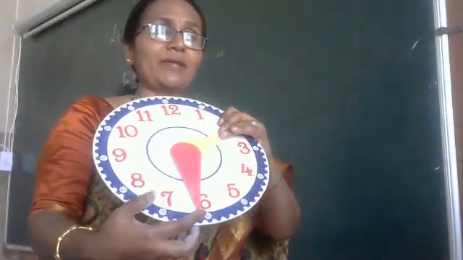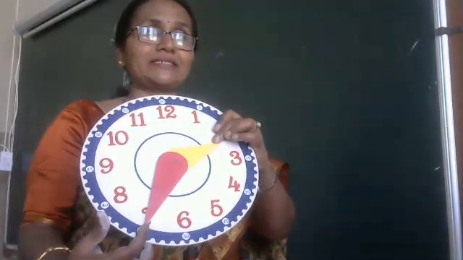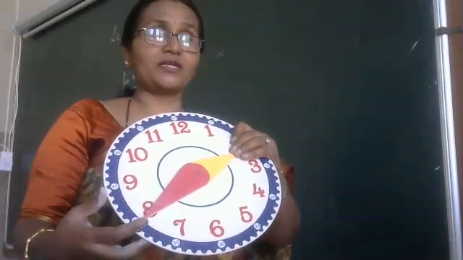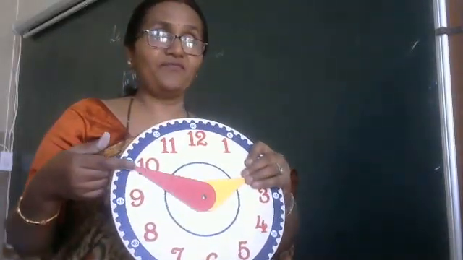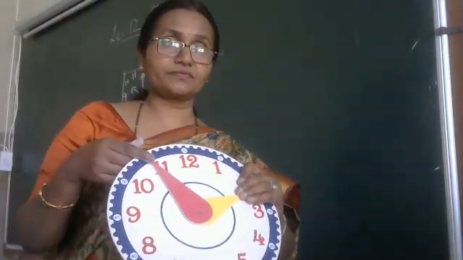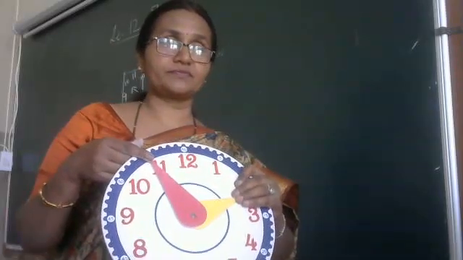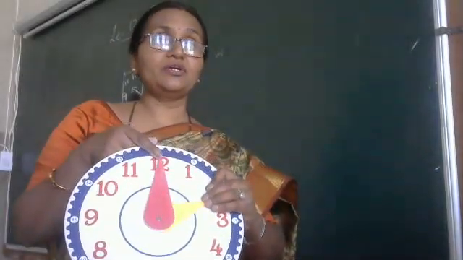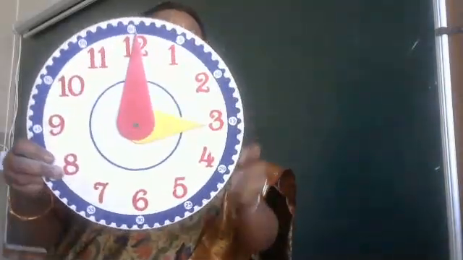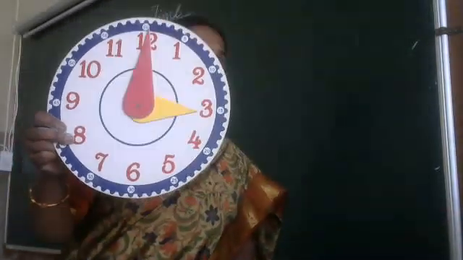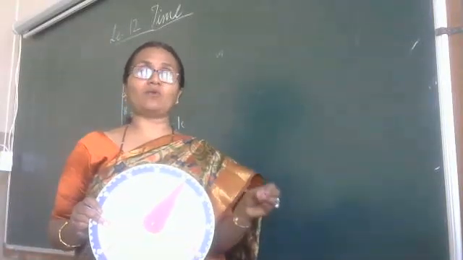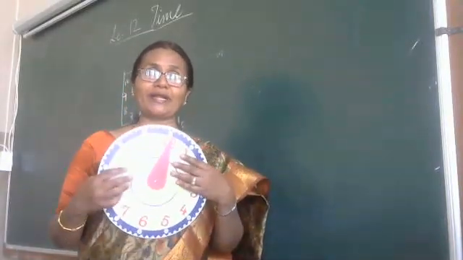Now the minute hand moves to 7. What is the time now? 2:35, 2:40, 2:45, 2:50, 2:55, and 2:60. So, understood? Clear about writing the hour and reading the hour time? All understood how to read the hour time?